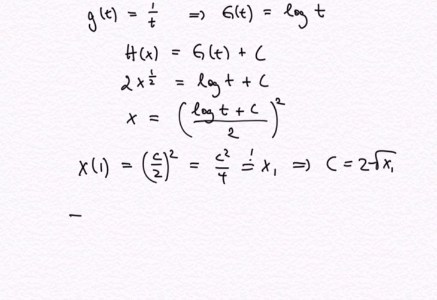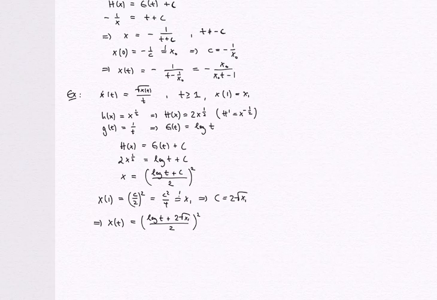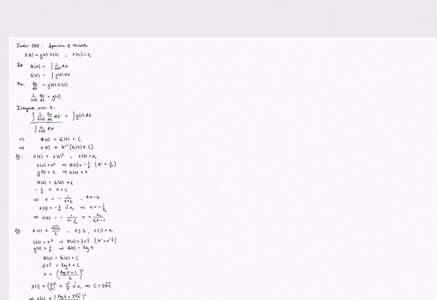And so we can gather our solution that satisfies the initial condition as log t plus 2 times square root of x1 divided by 2 and the whole fraction squared. Easy examples. Let's look at a slightly more involved and also more economic example.